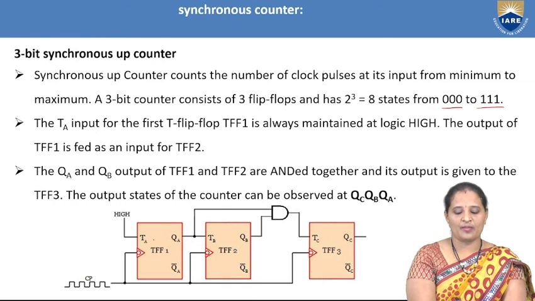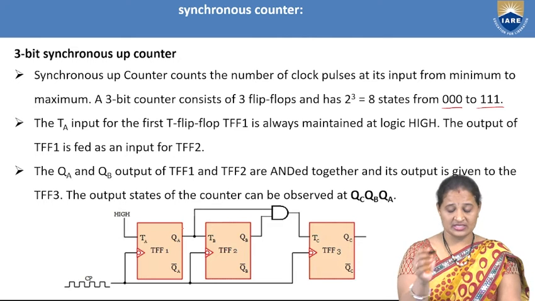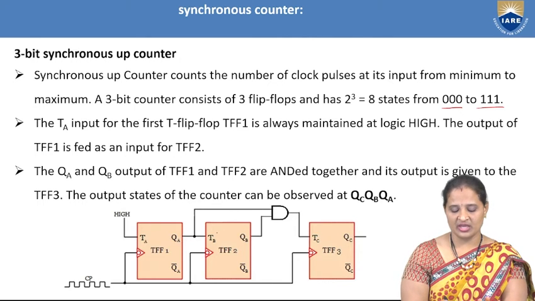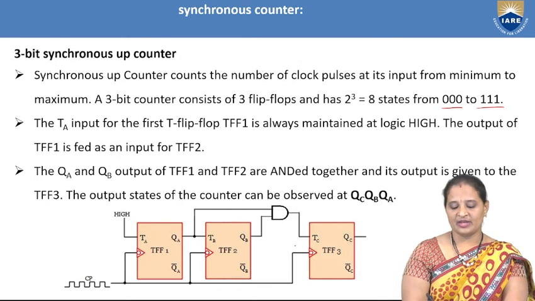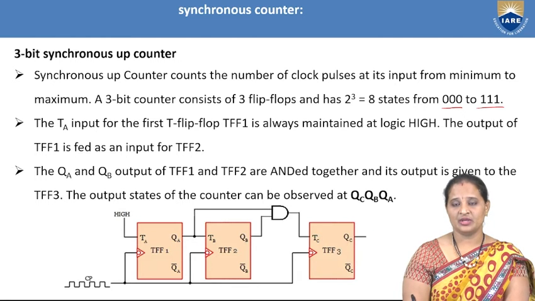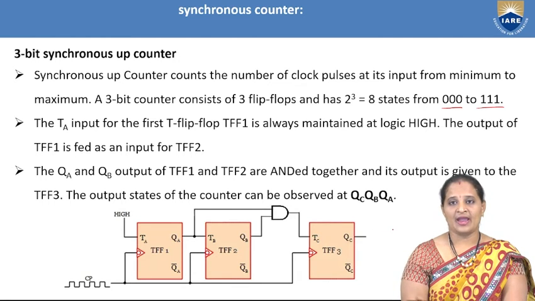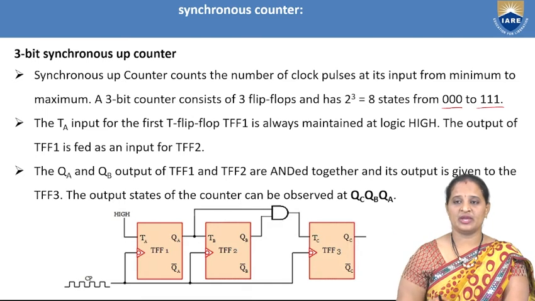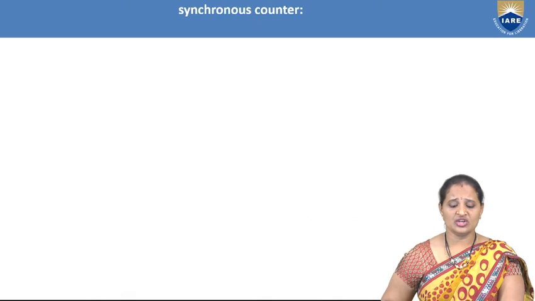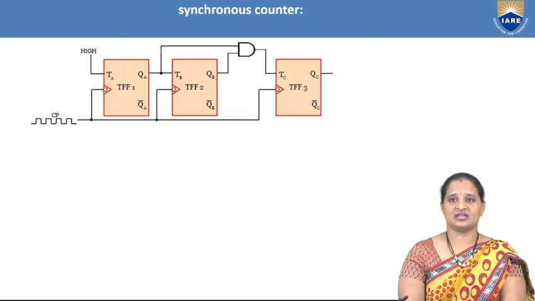And the first flip-flop input is connected to logic 1, whereas the second flip-flop is applied with the input which is nothing but the output QA of the first flip-flop, whereas the first and second flip-flop outputs are ANDed together and given as input to the third flip-flop. And we will be taking the output of all the flip-flops at a time, that is QA, QB, QC. QC is considered as MSB and QA is considered as LSB. Now let us see the operation of the synchronous counter.